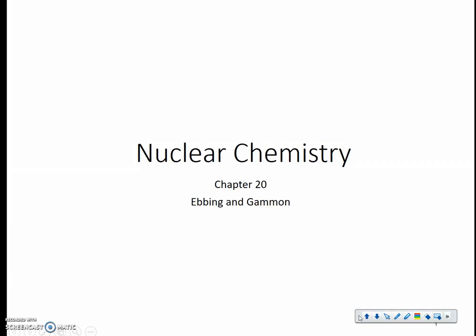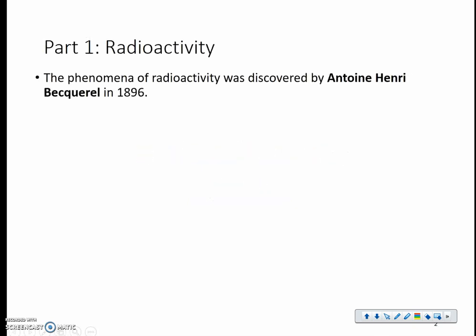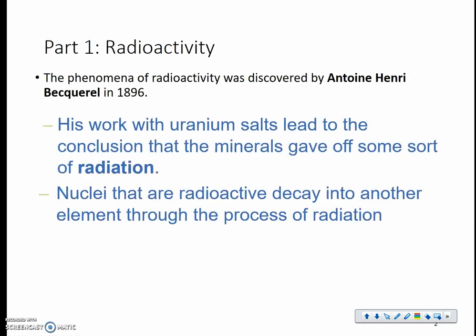Chapter 20, Part 1 on Nuclear Chemistry. So some elements undergo this process of radiation. We call these particles radioactive. What happens is nuclei will actually transform into another element.